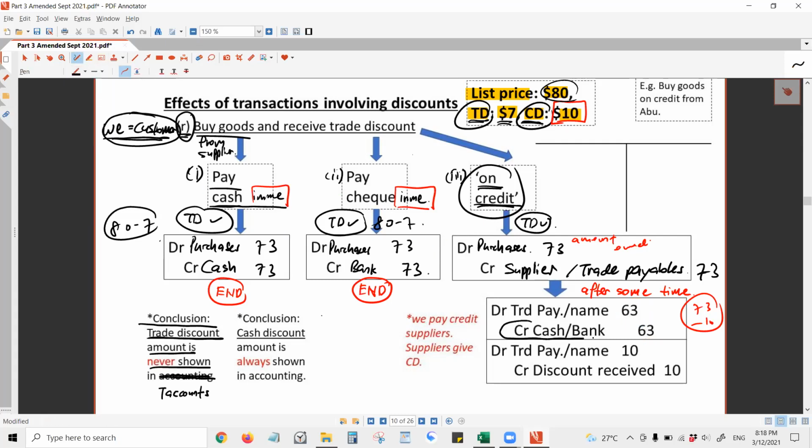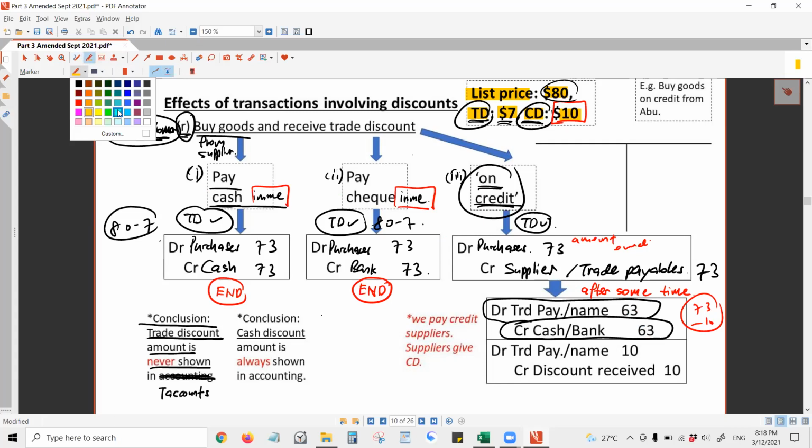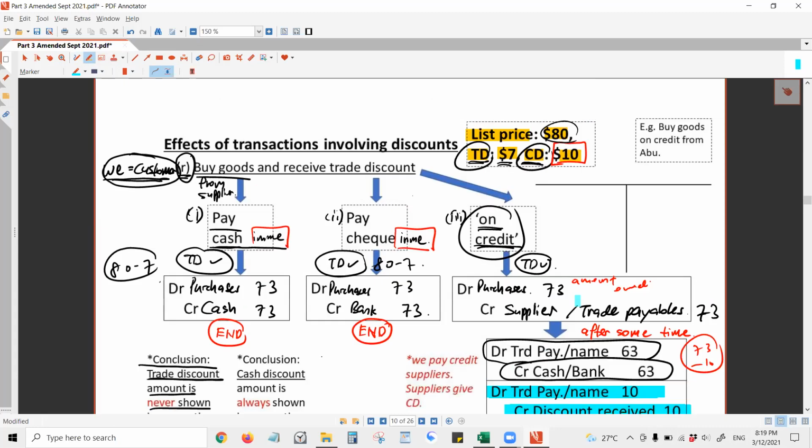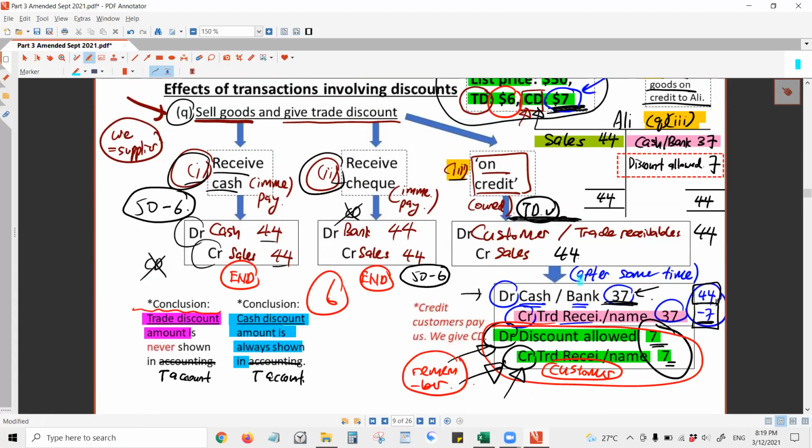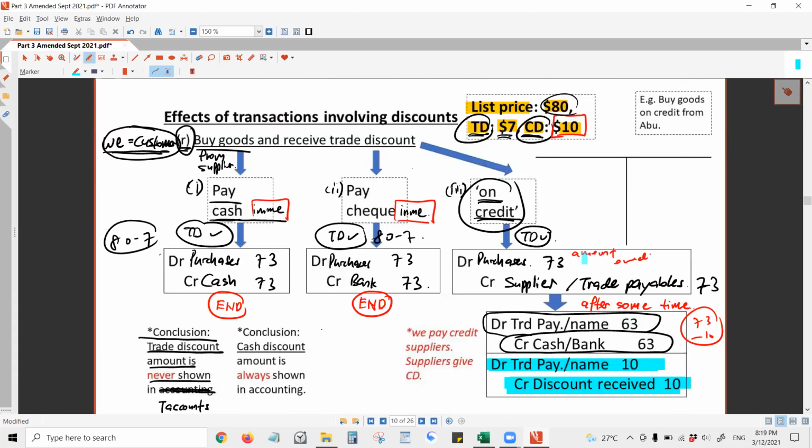So credit cash or bank, 63, and then debit the supplier's account, 63. And to record the cash discount that we receive from the supplier, you have to do this T account entry. Again, I'm going to show you an example through a supplier account. Let's do a supplier account this time. On the previous page, we were the supplier, and right now, we are the customer.